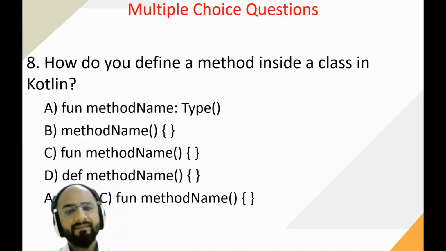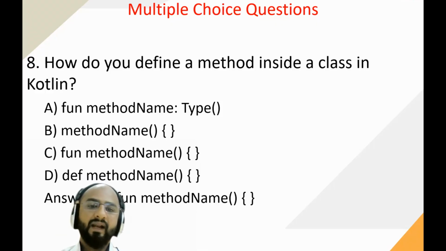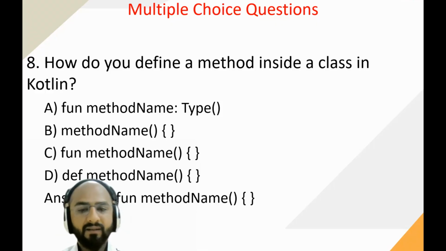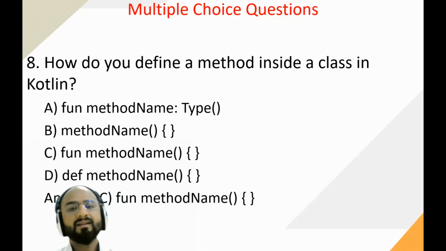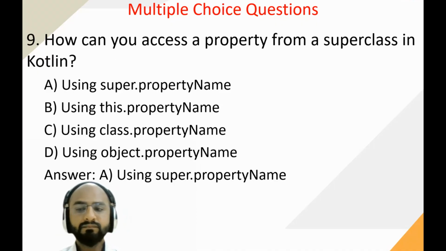So the right answer is C. By using the function keyword and a method name, round bracket and curly bracket, you can define a method in the class.